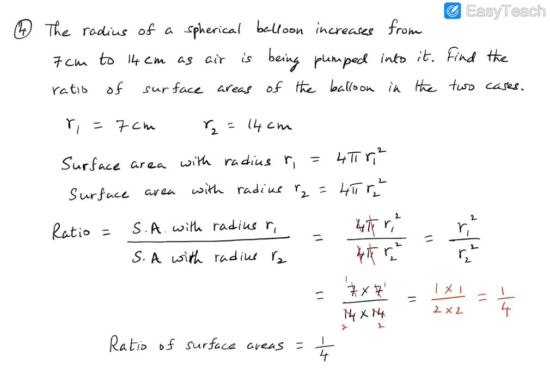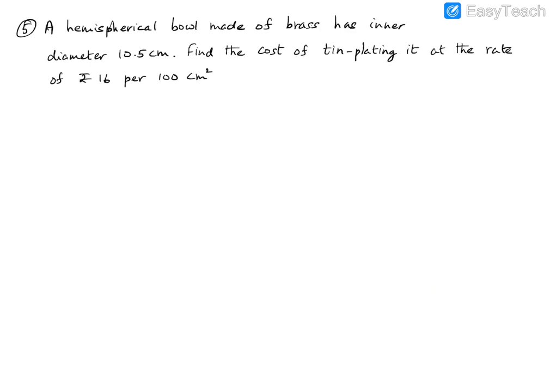Okay, now let's move on to the next problem. That's question number 5 from exercise 11.2. Now we are given a hemispherical ball made of brass, which has an inner diameter of 10.5 centimeters. We are asked to find the cost of tin plating it at the rate of rupees 16 per 100 centimeter square. So we are given an inner diameter.